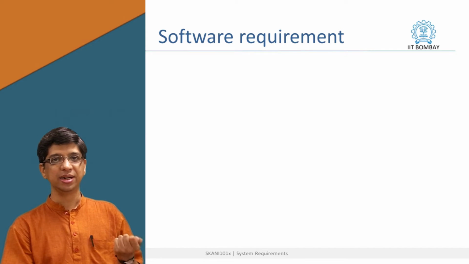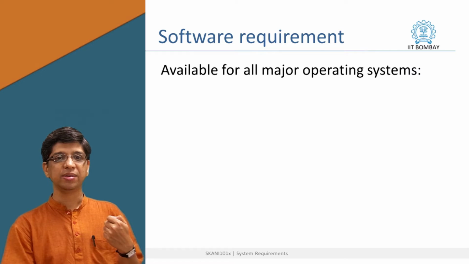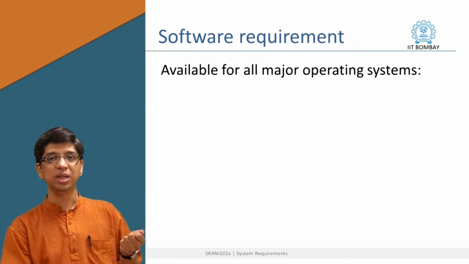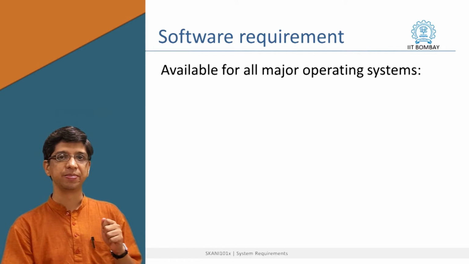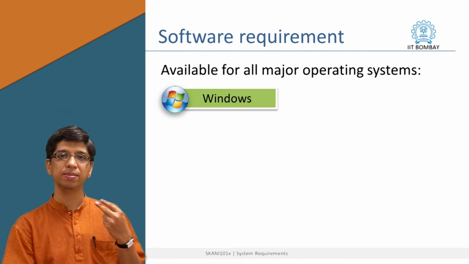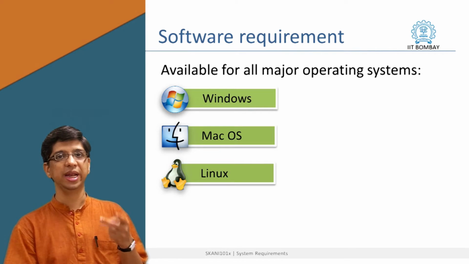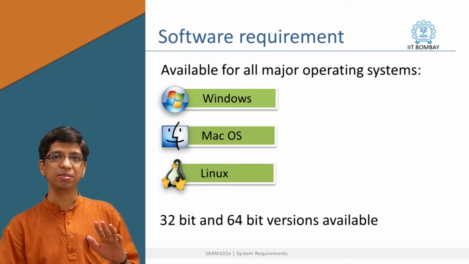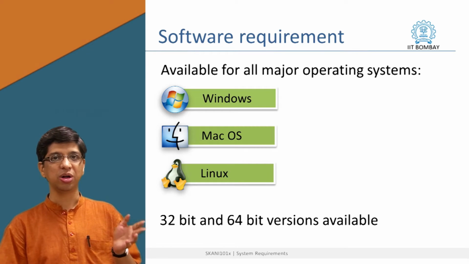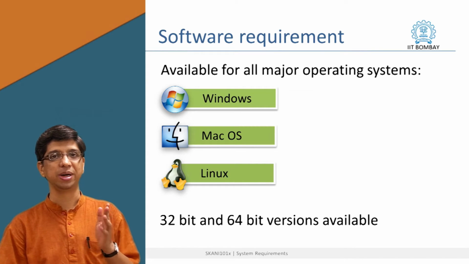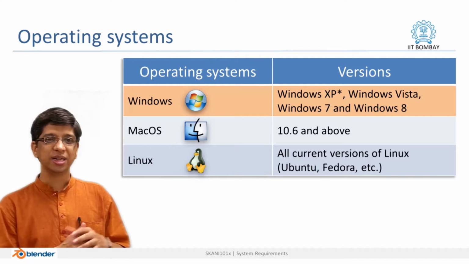As said earlier, and now I repeat, that Blender is available for all the major operating systems, right from Windows, Macintosh OS or Linux. It is also available for the 32-bit or the 64-bit versions of these operating systems. So, you have any system in the world right now in these three, you should be able to use Blender on that. Let us just see what versions are covered.